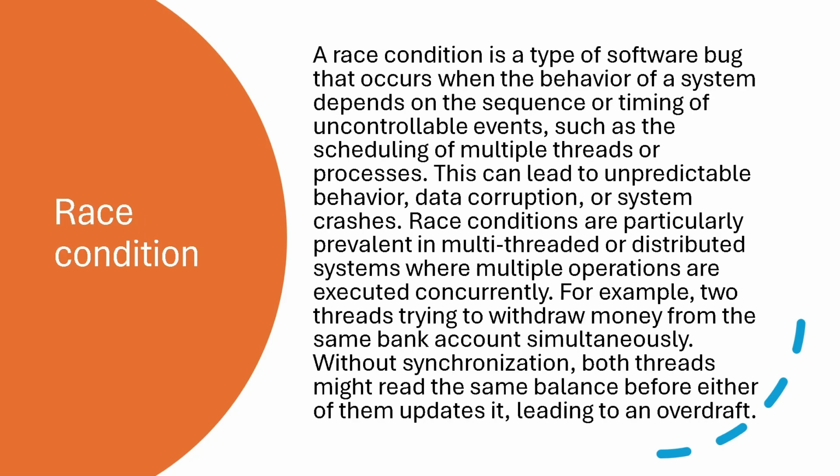Race condition. A race condition is a type of software bug that occurs when the behavior of a system depends on the sequence or timing of uncontrollable events, such as scheduling of multiple threads or processes.